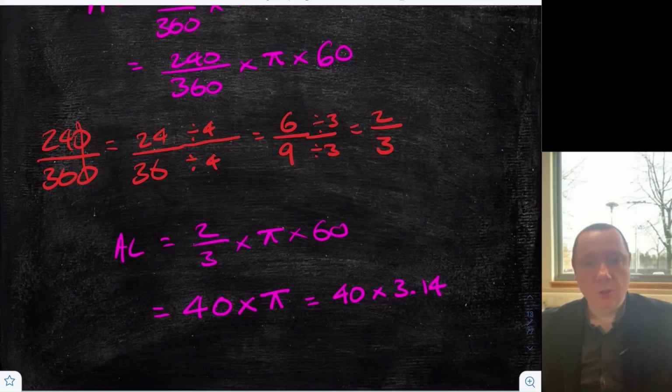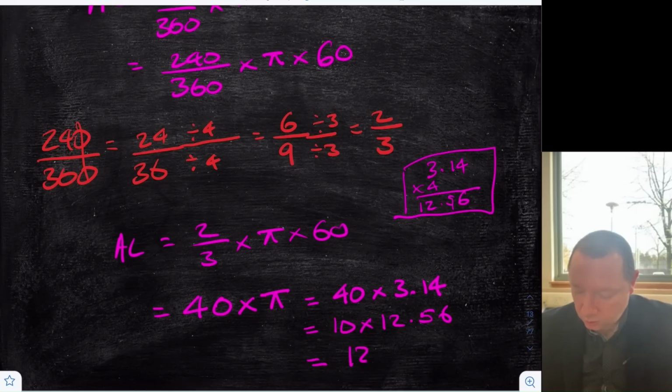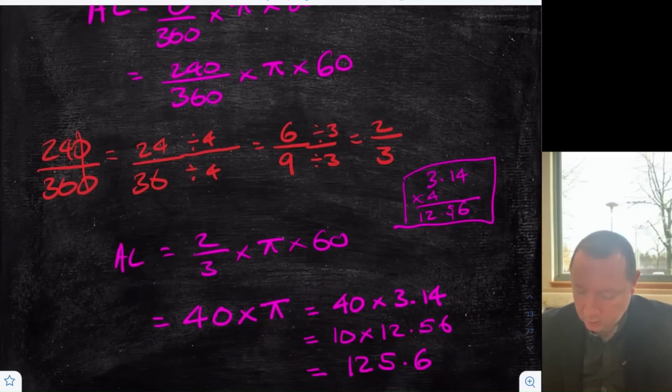So there's lots of ways to do it, but times-ing by 40 is the same as times-ing by 10 and times-ing by 4. So again, at the side, you can just do 3.14 times 4. 4 4s is 16, carry 1. 4 1s is 4, plus 1 is 5. 4 3s is 12. So you get 12.56. So that is 10 times 12.56, which is 125.6. And our units were centimetres.